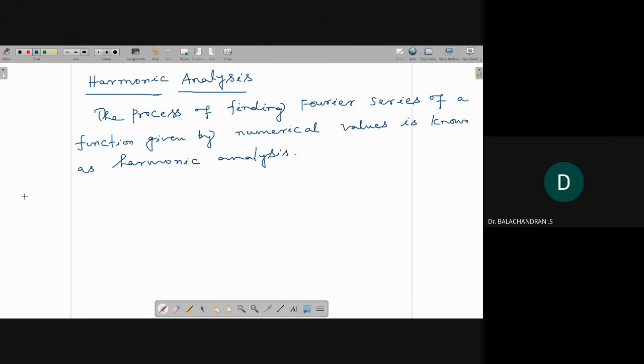Just to recall, for Fourier series, f of x is equal to a naught by 2 plus summation n equal to 1 to infinity, a n into cos n pi x by L plus b n into sin n pi x by L.